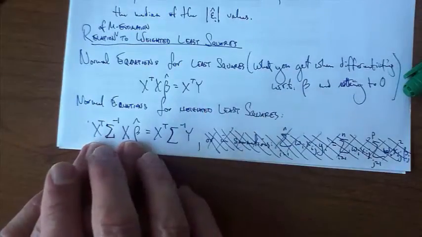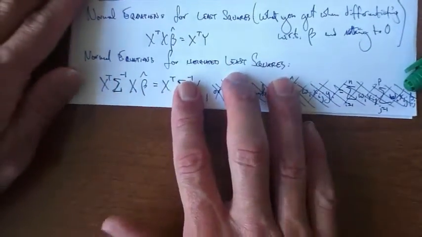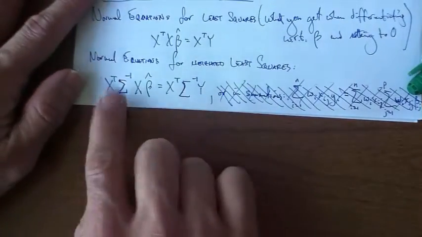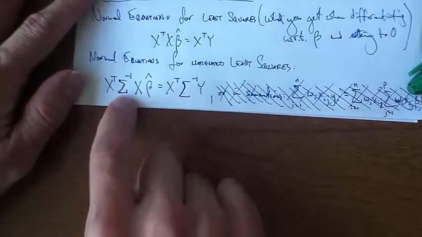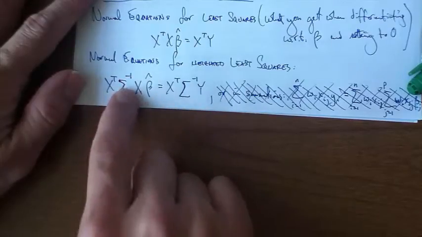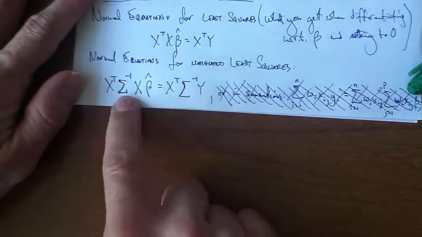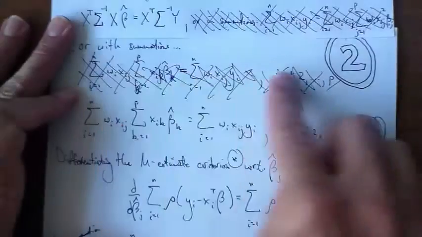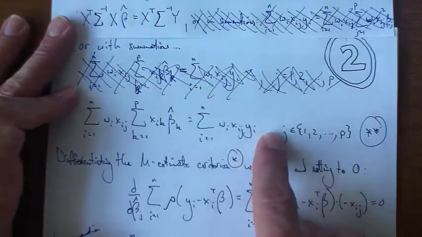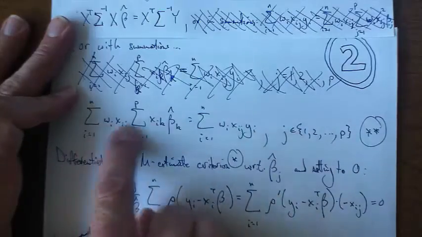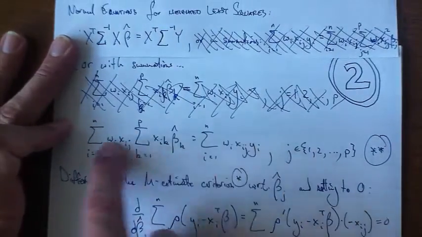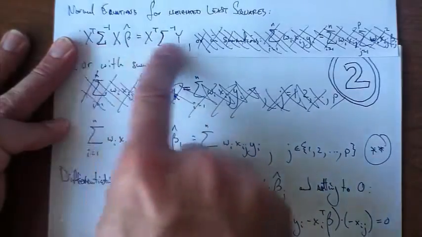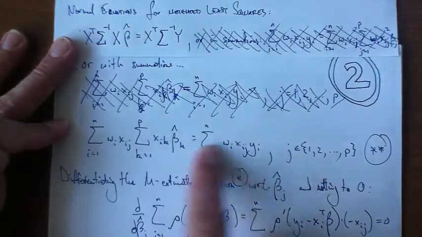Now, similarly, the normal equations for weighted least squares look like this. It's exactly the same, except you have the inverse of the variance covariance matrix appearing here and here. Or I can write this using summations. You can see I've crossed all this stuff off, but it looks better this way, I think. This line right here is exactly this. This is just writing it with matrices. This is writing it with summations.